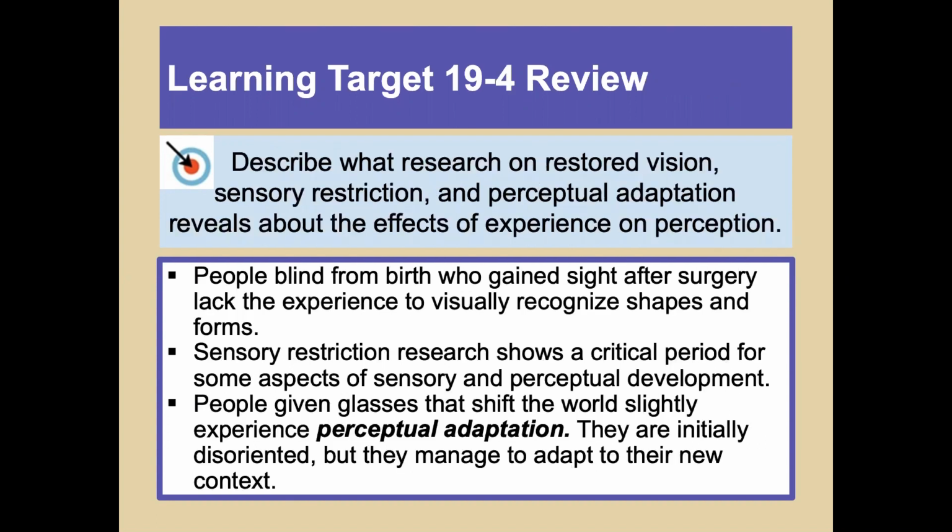So describe what research on restored vision, sensory restriction, and perceptual adaptation have revealed to us. People blind from birth who gained sight after surgery lack the experience to visually recognize shapes and forms. Sensory restriction research shows there is likely a critical period for some aspects of sensory and perceptual development. People given glasses that shift the world, those inversion goggles, experience perceptual adaptation. That is, they are initially disoriented, but over time they manage to adapt to their new context.